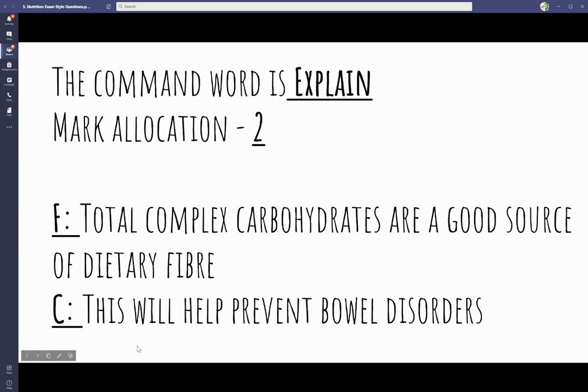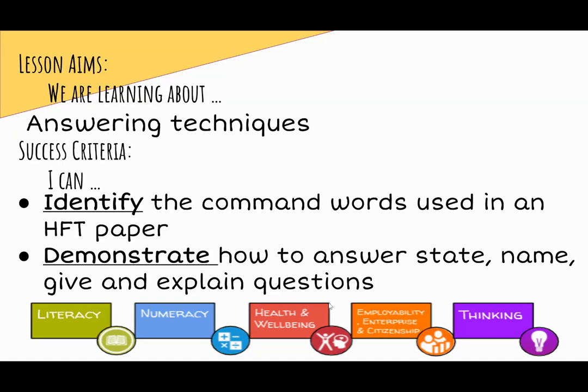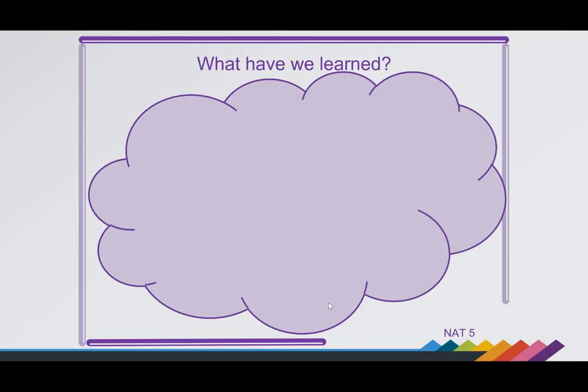So we now should be able to identify command words used in an HFT paper and demonstrate how to answer these, including state, name, give, and explain questions. This is the last in the series of the nutrition lessons for the WASTE Partnership. I would like you to have summarised what you have learned for answering techniques for your exam, and if anybody has any questions, then please don't hesitate to get in touch, and I hope that these videos have in some way helped you out. Thank you very much.